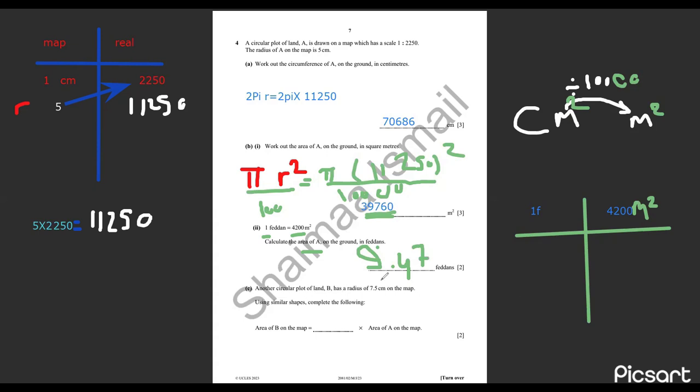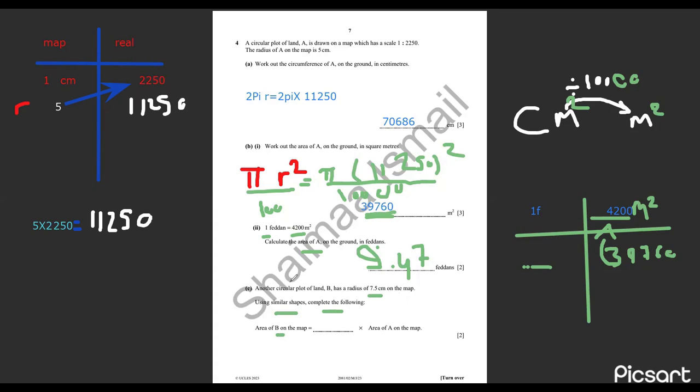Okay, another circular plot. Here in square meters, the area is 39,760. We divided by 4,200 just to get it in Ferdinand, and we should get 9.47. Another circular plot of land has a radius of 7.5 on the map. Use similar shapes to complete this: the area of B on the map equals what times the area of A? So here is another one, which has a different radius, 7.5, on the map.